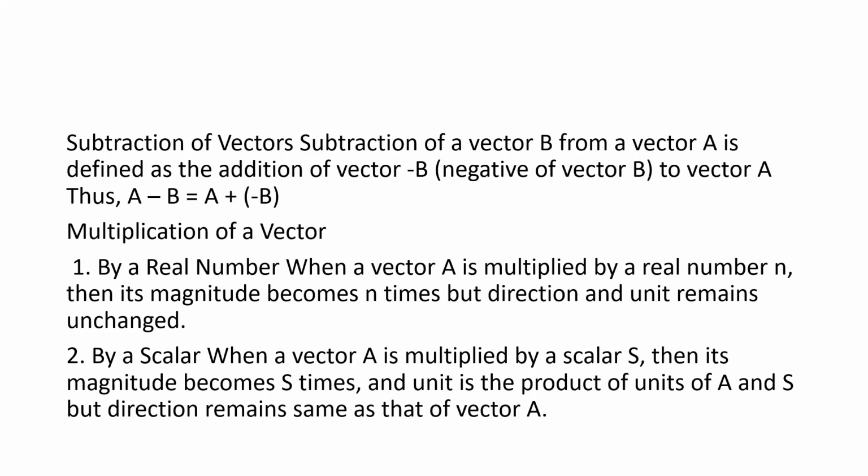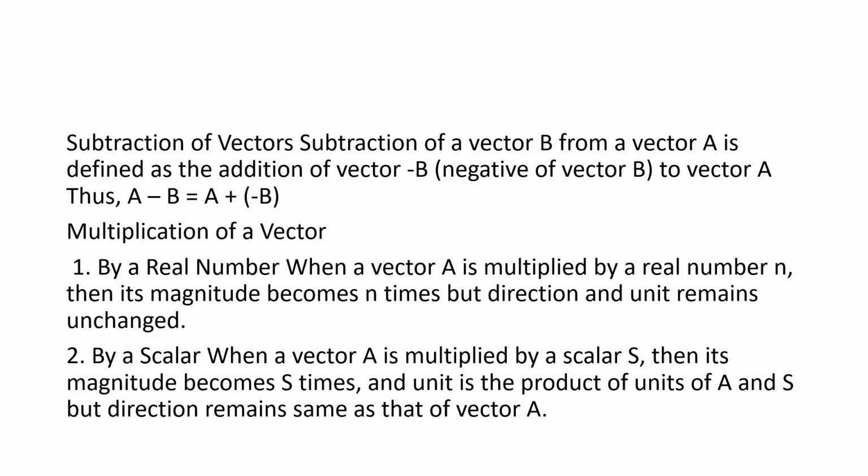Then next we have multiplication of a vector. Multiplication of a vector is nothing but multiplying one vector by another vector, or multiplying a vector by a real number. The first law: when a vector A is multiplied by a real number n, then its magnitude becomes n times, but the direction and the unit remain unchanged.